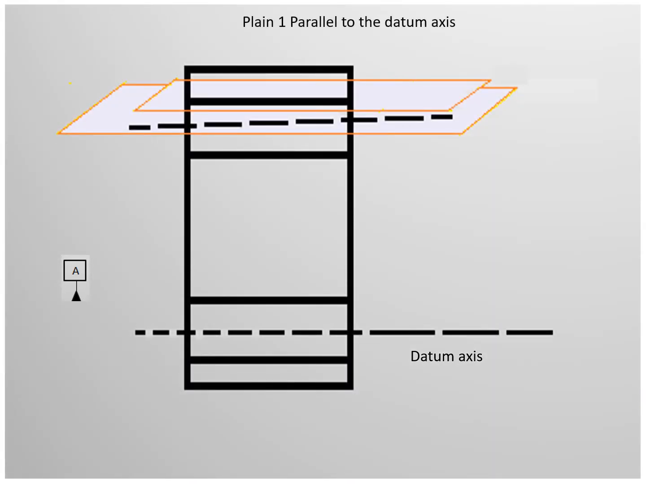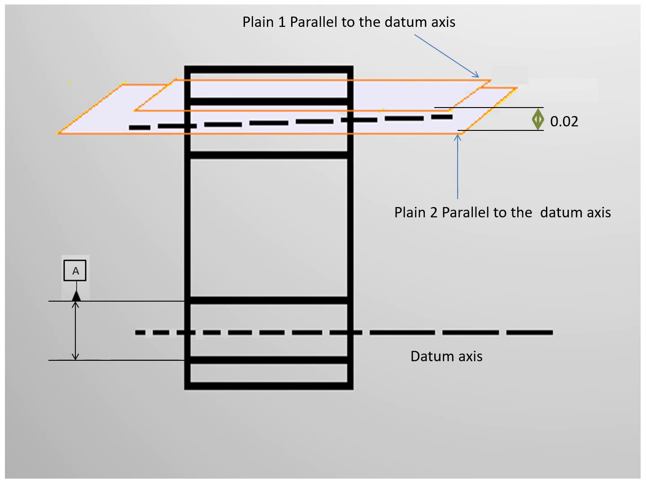So we have to consider two parallel planes which are parallel to the datum axis and O2 mm apart. So parallelism means the axis of the 10 mm hole should be within this tolerance zone, that means between these parallel planes.